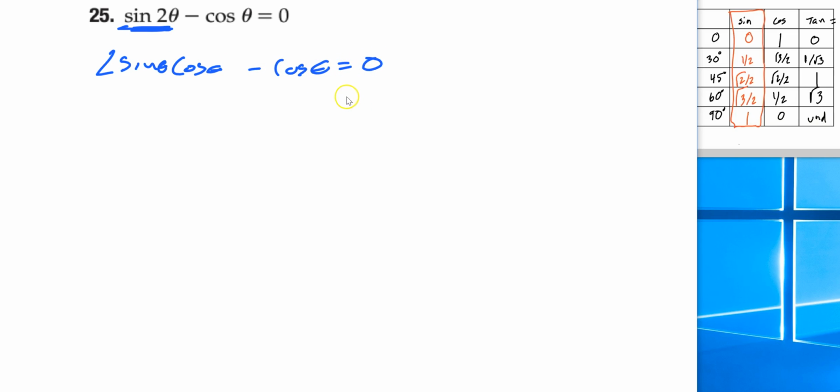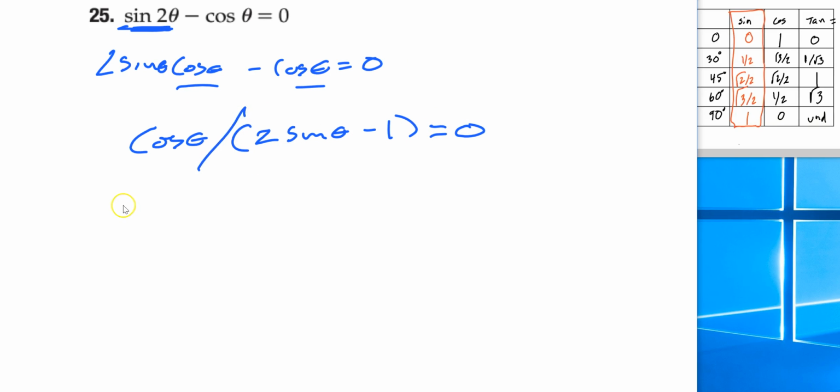Now we're going to solve like normal, right? So it's more than one function, so we say it equals 0. We factor. These both have a cosine. You're left with 2 sine theta minus 1. Again, all I do is factor it out. So remember, if there's more than one trig function, set it equal to 0, and then factor.